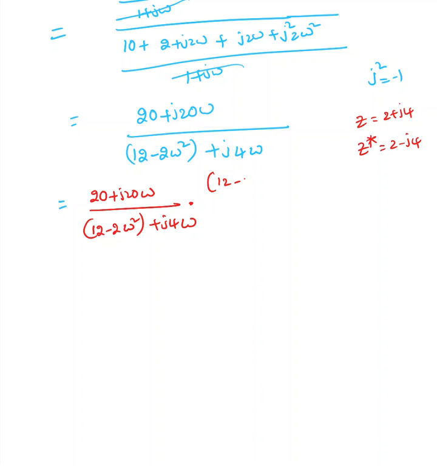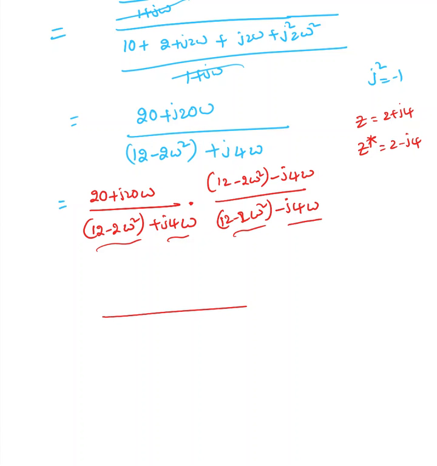So I have 12 minus 2 omega square, that's the real part, minus j4 omega, divided by 12 minus 2 omega square minus j4 omega. Now in the denominator I have a plus b and a minus b. I can write this as, in the denominator, a square minus b square. So I will end up with 12 minus 2 omega square, whole square. And now here minus b square, so minus j square times 4 omega whole square. I know that j square is nothing but minus 1, so I'll end up with a positive there.